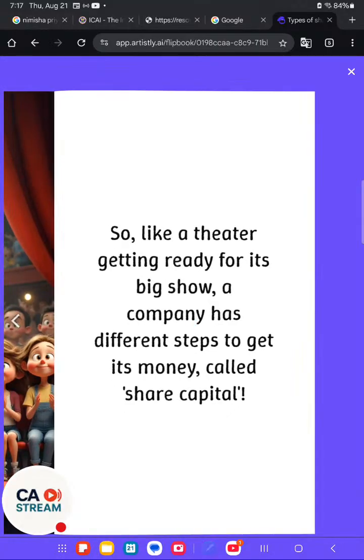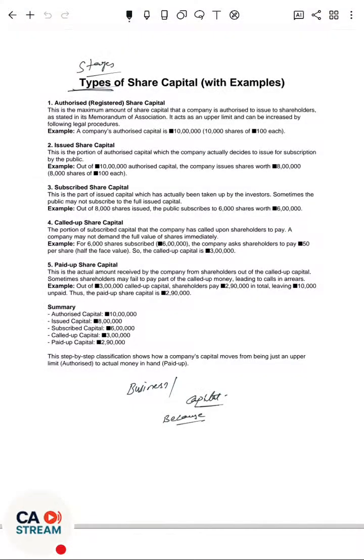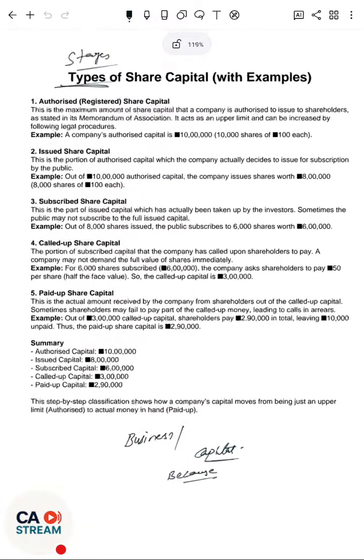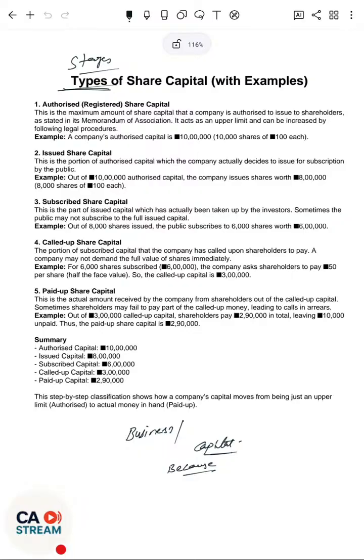Now let me come to the text explanation. If you see here the authorized share capital, this is the maximum amount of share capital that the company can issue. That is 10 lakh rupees, 10,000 shares each of 100 rupees.